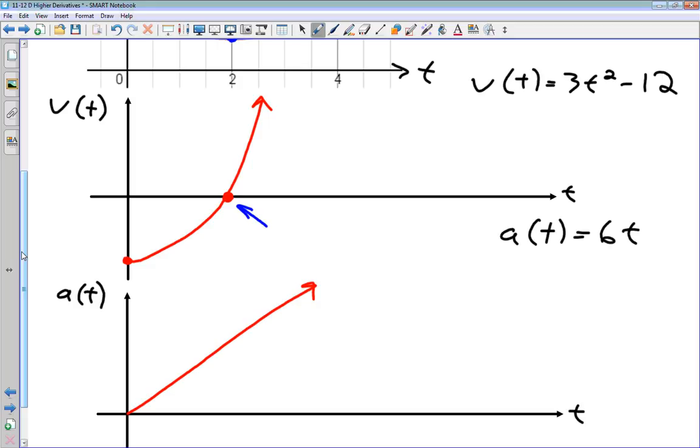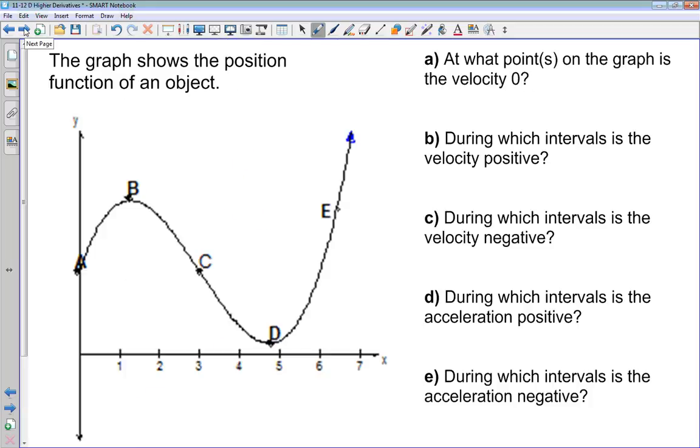All right, last question here. Some more graphing stuff. Okay? You've got a graph there that shows the position function of an object. So this is position as a function of t, and this is t. And we're asked a series of questions about it.